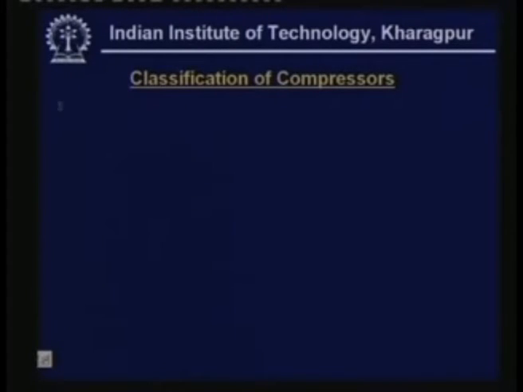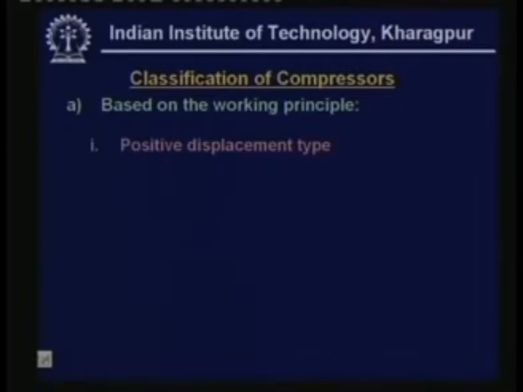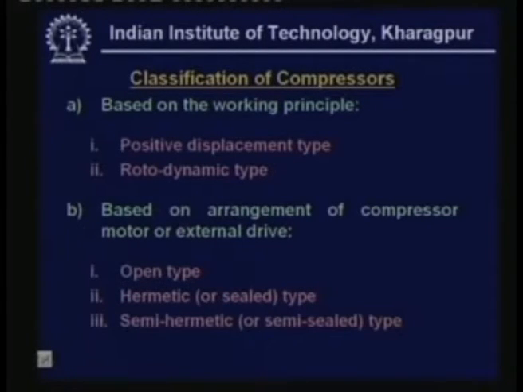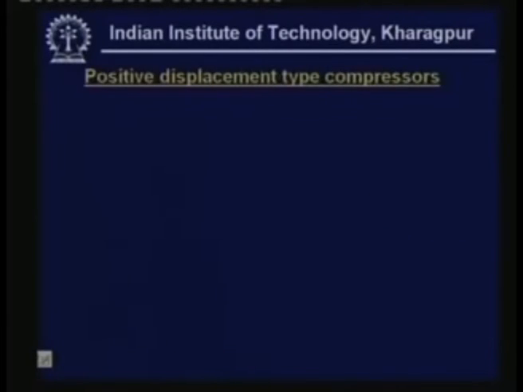Compressors can be classified based on the working principle, for example, as positive displacement type compressors and rotodynamic type compressors. We can also classify them based on the arrangement of compressor motor or external drive, and based on this we can have open type compressors, hermetic or sealed type compressors, or semi-hermetic or semi-sealed type compressors. Now let us look at positive displacement type compressors.